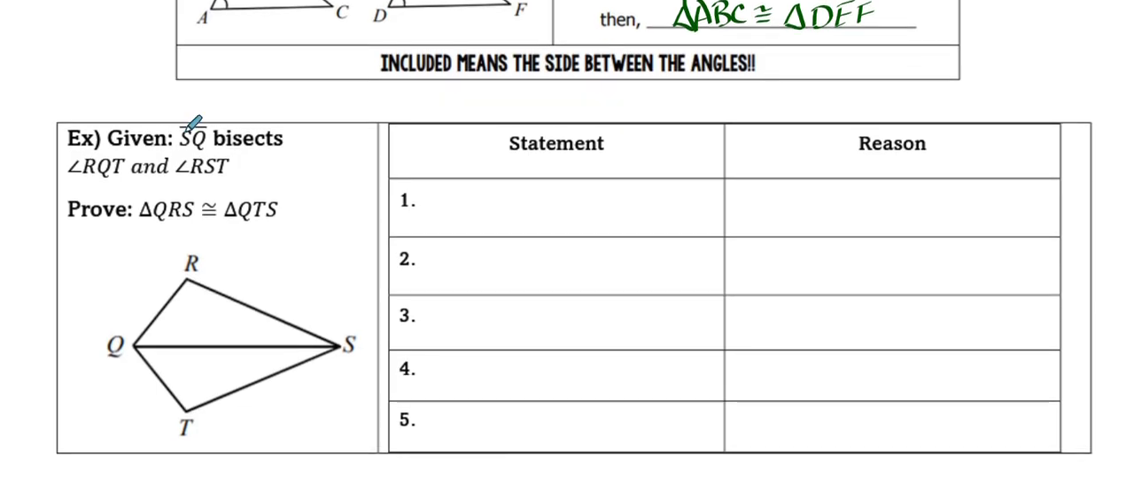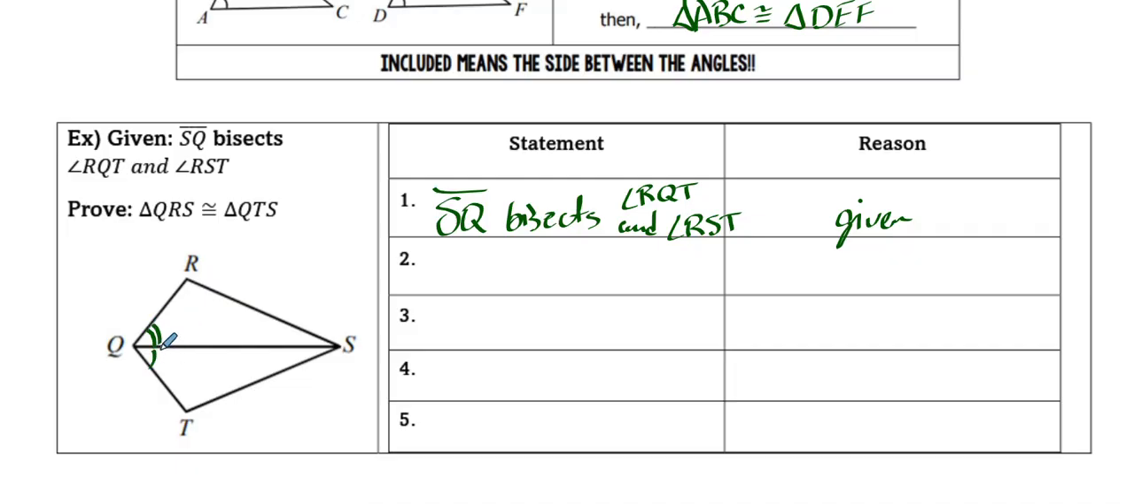So here we're given that SQ, this line segment, bisects RQT and RST. It's going to bisect both of those angles. That's going to help us to conclude two things. This angle is congruent to this one. Remember, a bisector means it's splitting that in half, so these two have to be congruent. So it's RQS is congruent to TQS.